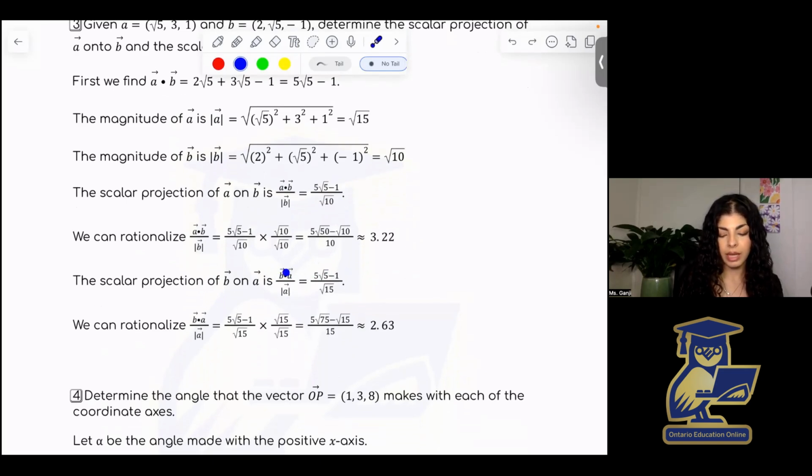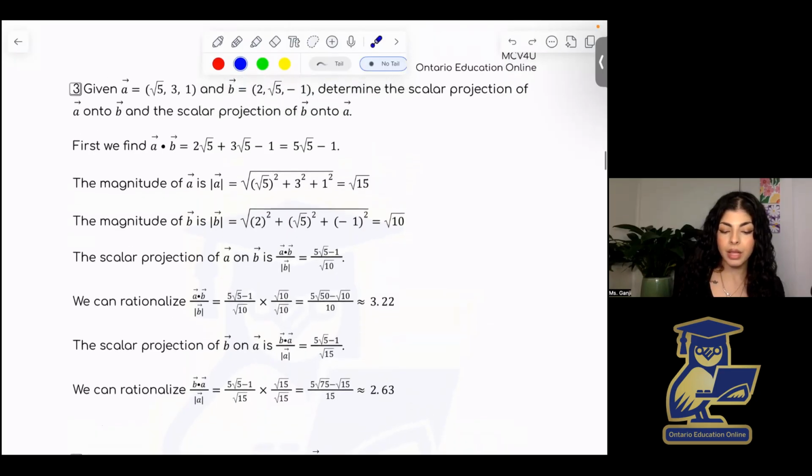And the scalar projection of B onto A is that same dot product. So again, we have the commutative property, so this is the same as A dot product B, and now divided by the magnitude of A, which was square root of 15. And so if you evaluate this one as well, you will get 2.63. So we can clearly see these two values are different. And so we don't have a commutative property with scalar projection. So the scalar projection of A onto B is different than B onto A.